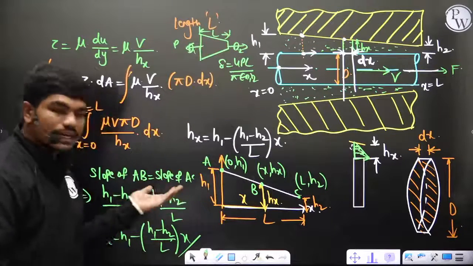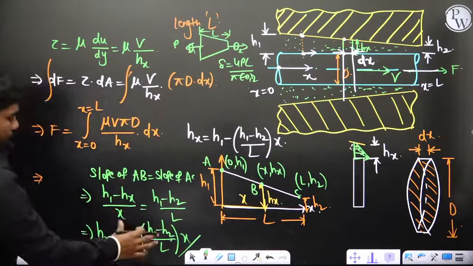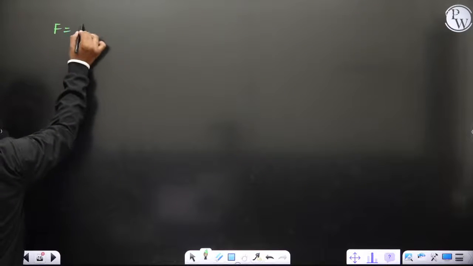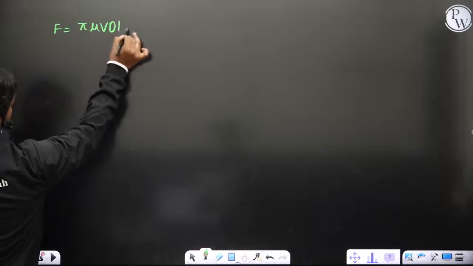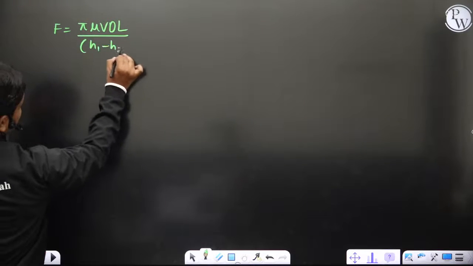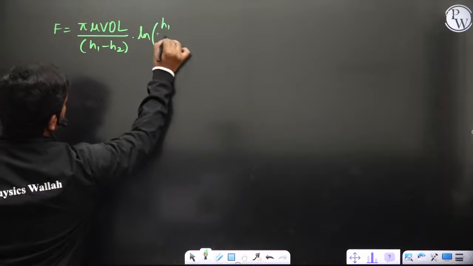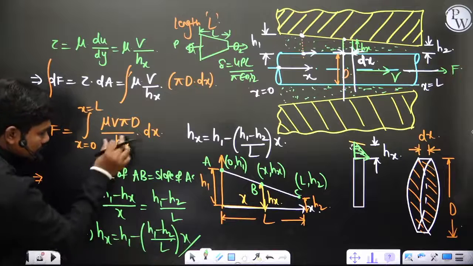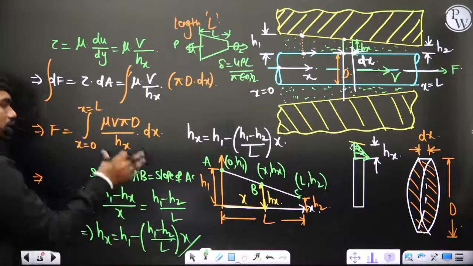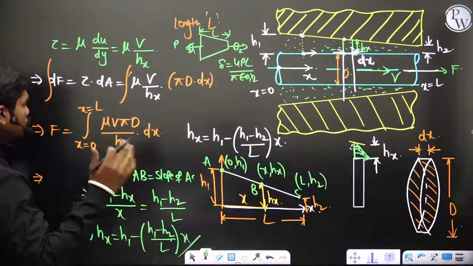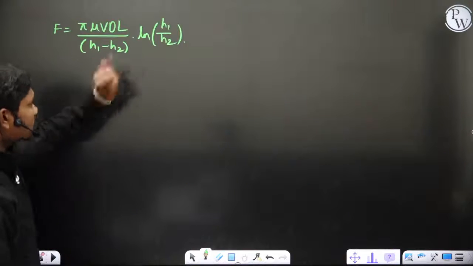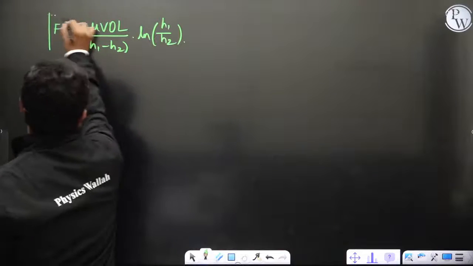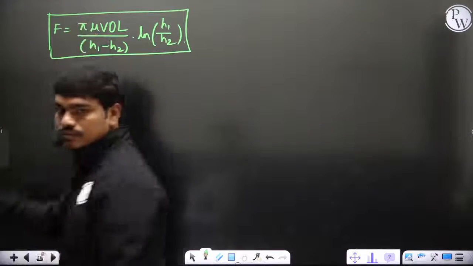So then how do you calculate the intermediate diameter? Same, using this condition. If you do this integration, this is a function of x, if you put it here and do the integration, you will directly get something like pi mu V D L by h1 minus h2 into ln h1 by h2. You can try this integration later. The only thing is, this hx is actually a function in terms of x. So it's a single variable integration, you have done your integration techniques. So if you do this integration, this is what you will get. Clear? This is the force which is required to pull the shaft in that particular clearance.